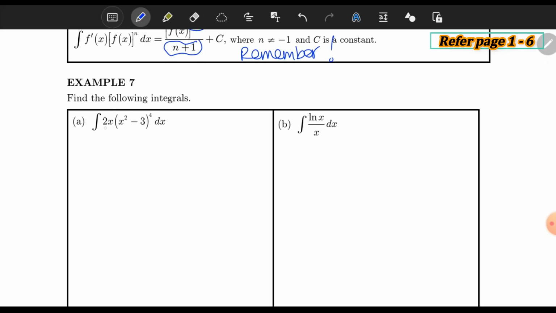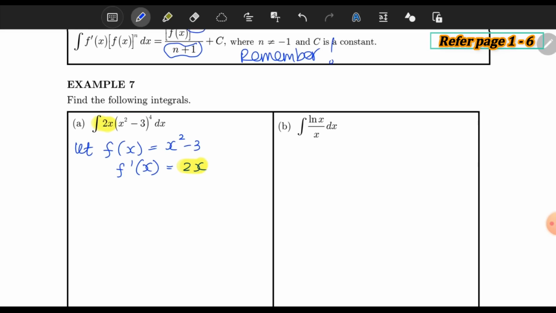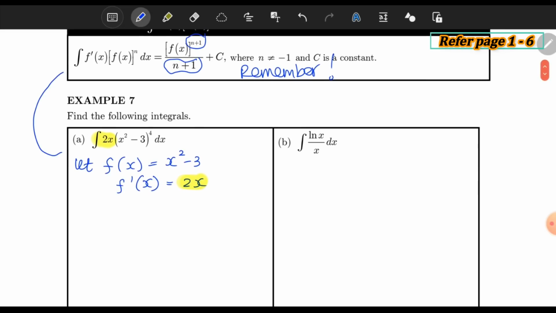We have integrate 2x times x squared minus 3 power of 4. So we let f(x) is x squared minus 3. f prime x is 2x. The derivative here is the same, exactly the same as the remaining function. So back to the rule, we can use the rule.